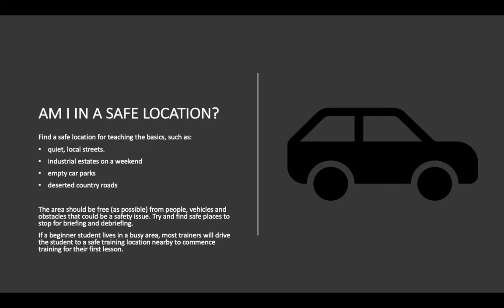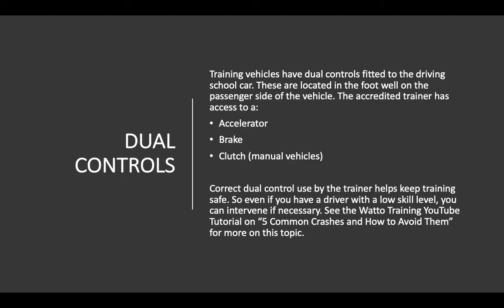Am I in a safe location? Find a safe location for teaching the basics such as quiet local streets, industrial estates on the weekend, empty car parks, deserted country roads. The area should be free as possible from people, vehicles, and obstacles that could be a safety issue. Try and find safe places to stop for briefing and debriefing. If a beginner student lives in a busy area, most trainers will drive the student to a safe training location nearby to commence training for their first lesson.